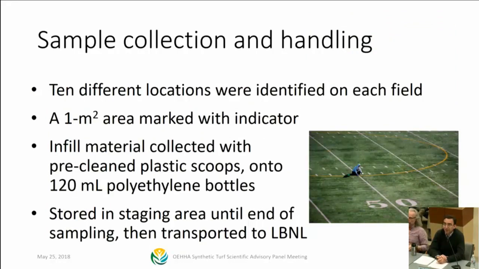In terms of the sampling, in each field we had identified in general 10 locations, which were all over the field, near the goal where you saw all the photos before and all the other equipment, but also farther away in the middle of the field, etc. So we covered the whole area. In each position, there was an area delineated of about a square meter. The material collected there was scooped with clean plastic material into polyethylene bottles. Those bottles were then staged during the rest of the sampling and then brought back to the lab.